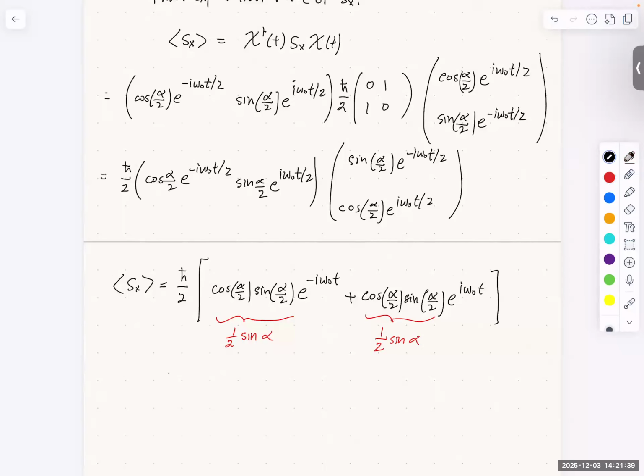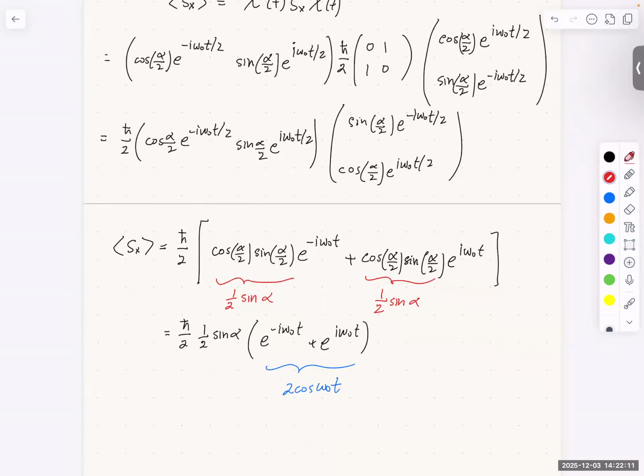So let's see, what does that leave us with? It's h bar over 2, 1/2 sine alpha, I can factor out. And then we get e to the minus i omega naught t plus e to the plus i omega naught t. Well, that's quite nice because e to the ix plus e to the minus ix is 2 cos x. So this is 2 cos omega naught t. And we can cancel that 1/2 with that 2. And we get a pretty nice little expression here.